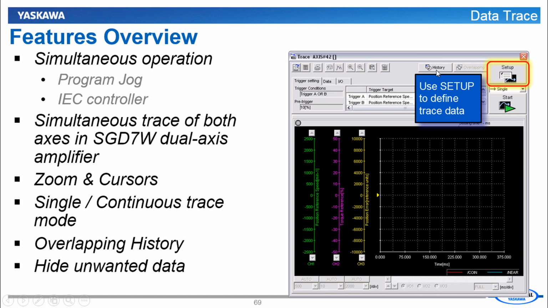We've got buttons for history of saved traces, and you can overlap different traces that you've saved to see the difference in the response as you progress through tuning. If there's too much on the screen, you can hide some of the data that's traced, make it a little bit easier to see. We'll show you that.